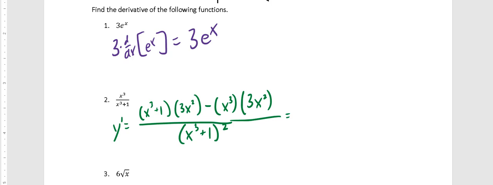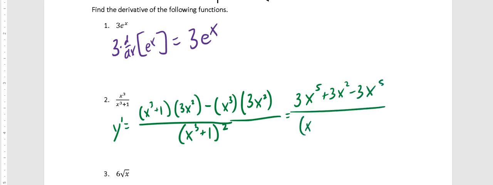This is 3x to the 5 plus 3x squared minus 3x to the 5 over low squared. So then that means it's just 3x squared over x cubed plus 1 squared.